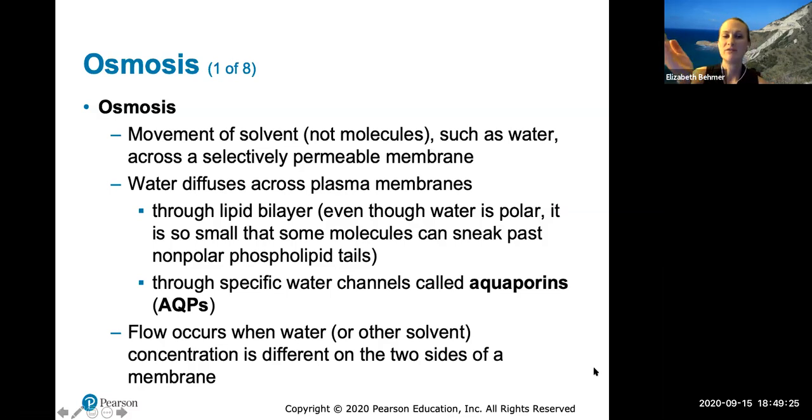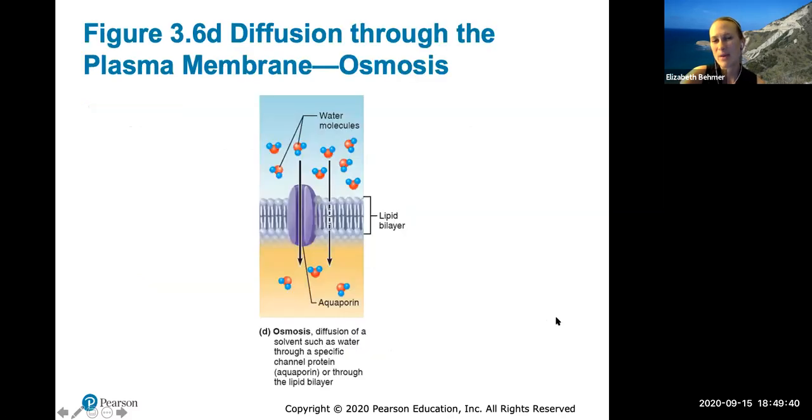Water is able to diffuse directly through the plasma membrane, through the lipid bilayer, through specific water channels called aquaporins. It will occur when water or another solvent concentration is different on the two sides of the cell membrane.